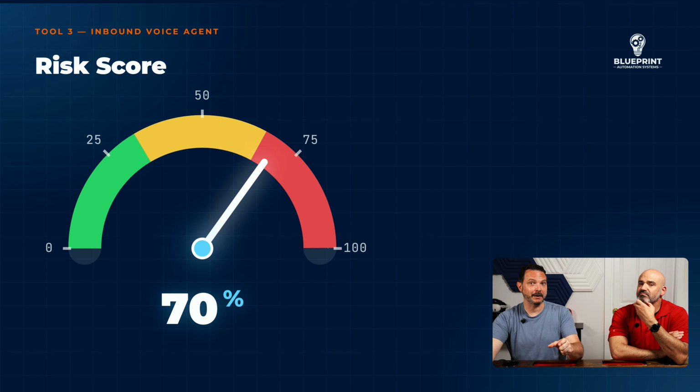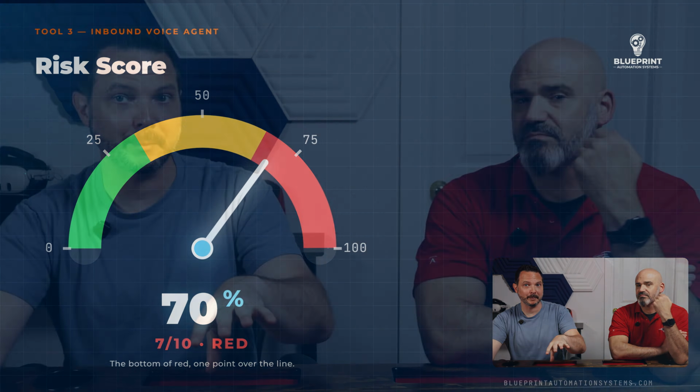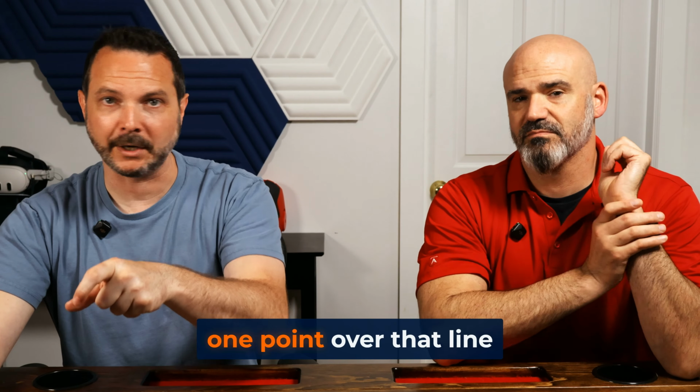And blast radius and whose name is on it are still pretty much both a 2 because it's a customer and it's your business answering the call. So that's a 7, which is still a red. Even though it's at the very bottom of red, it's just 1 point over that line. Now, we called that one a medium back in the voice agent episode. So let's square that up rather than pretend like we didn't.